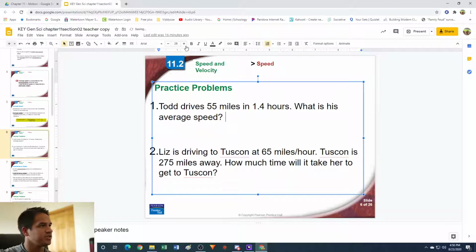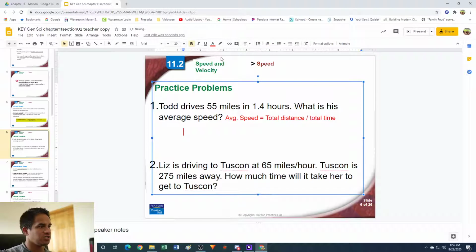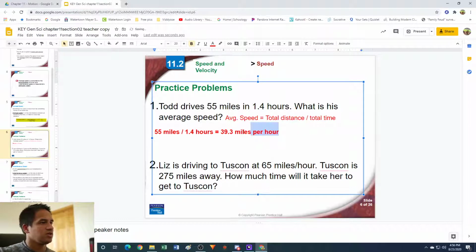All right, so we had an equation in the notes that told us how we calculate average speed. Average speed equals total distance divided by total time. So the distance that he travels is 55 miles. The time is 1.4 hours. All we're going to do is just a simple division problem, and that will tell us what his average speed is. So 55 divided by 1.4, we get 39.2 or 3, depending on how we want to round, miles per hour as our final answer.